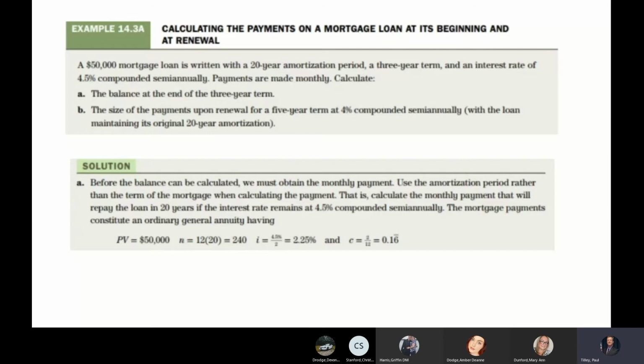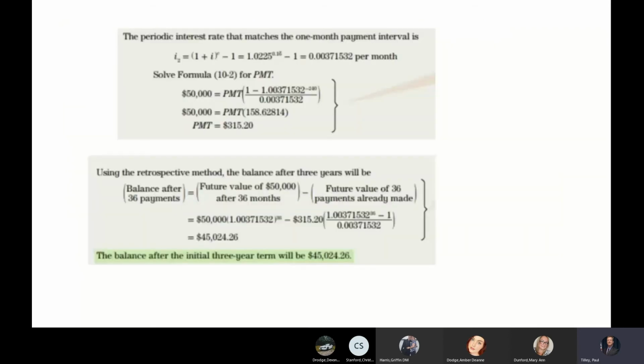And then we're going to calculate the version of I2 as we move along. So the periodic interest rate that matches the 1 month payment interval is, and there's our calculation for I2: 1 plus I2 equals 1.0225 to the power of C, and we said that the value of C is 0.16 repeating. So you do the math on that, and that comes to 0.003715. So that's the I2.